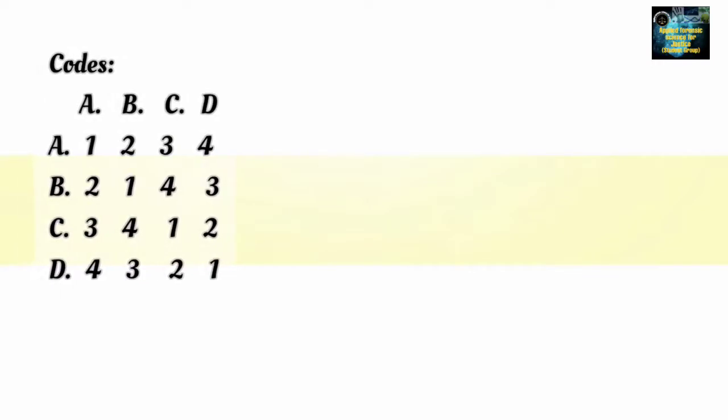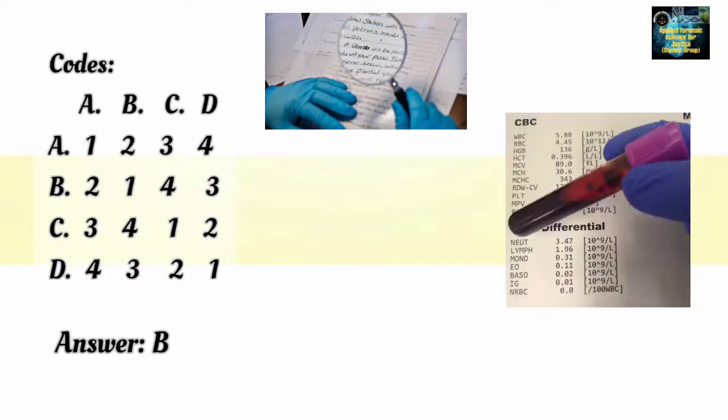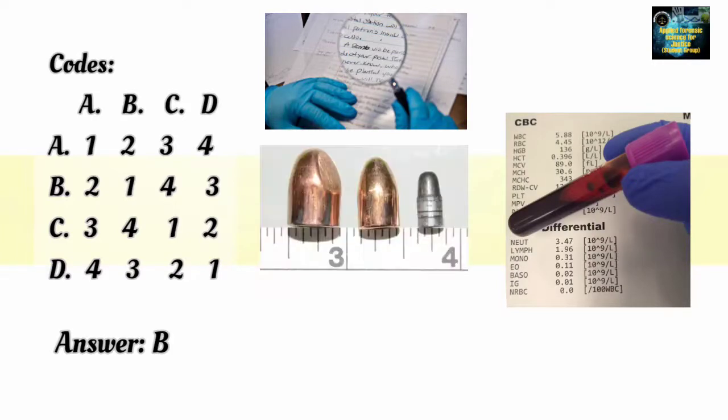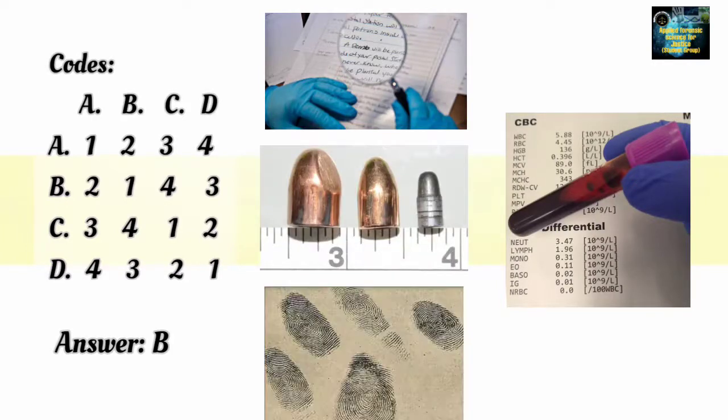Options are A. 1, 2, 3, 4, B. 2, 1, 4, 3, C. 3, 4, 1, 2, and D. 4, 3, 2, 1. Answer is option B. 2, 1, 4, 3. That is Projectina matched with document examination, gel electrophoresis with blood examination, comparison microscope with bullet examination, and battery disc with fingerprint examination.